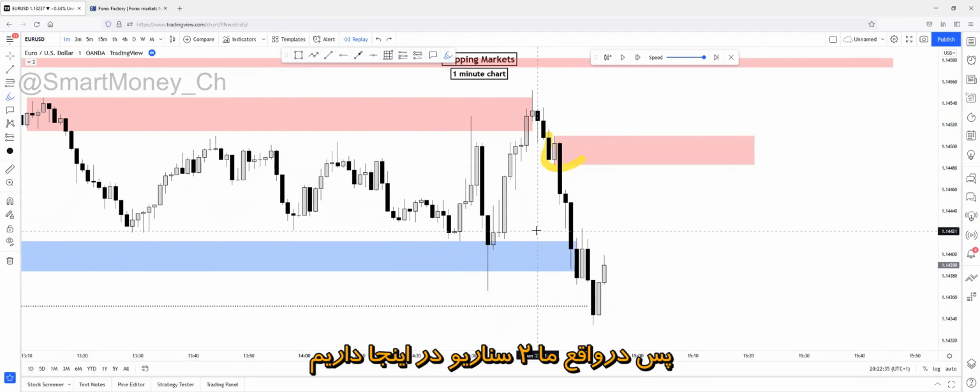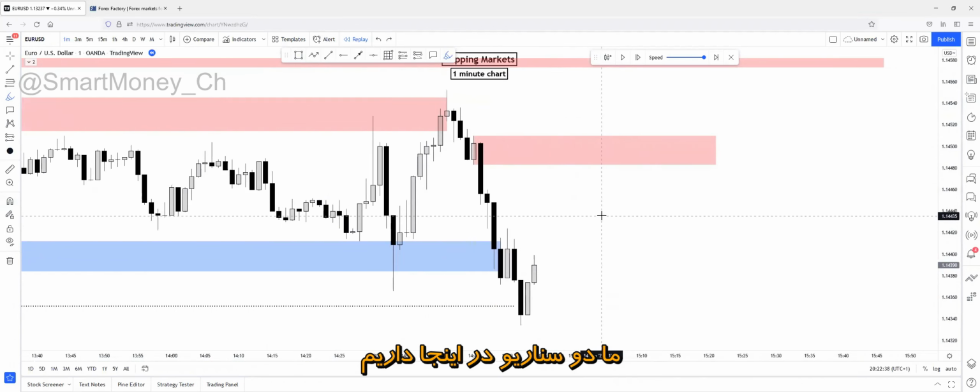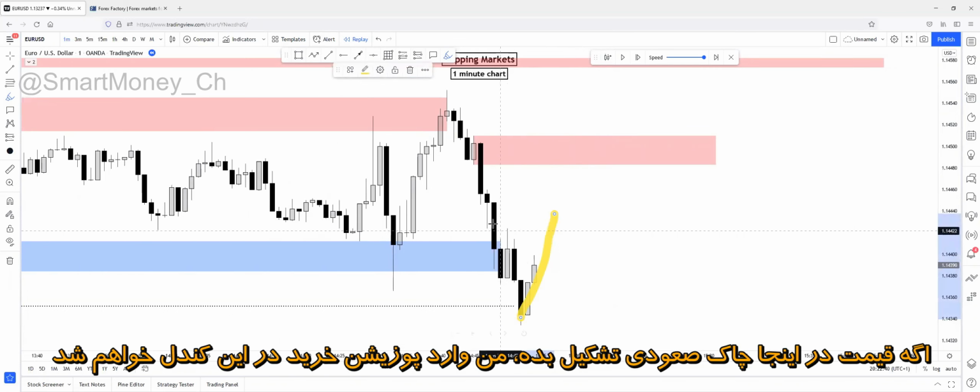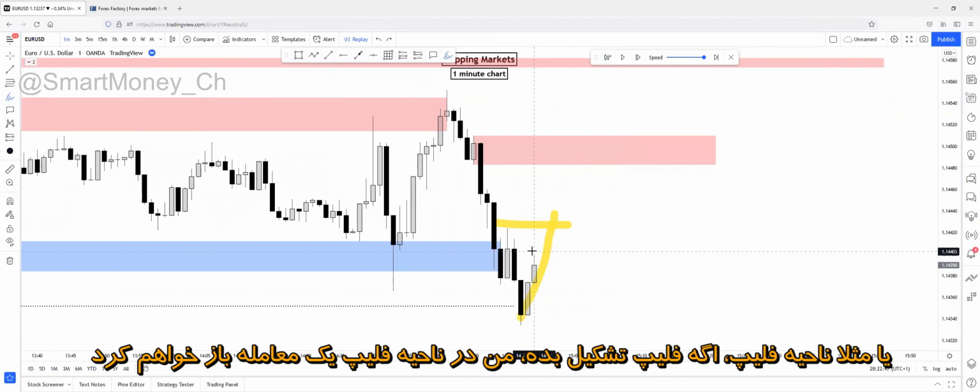So we got two scenarios here actually. If price changes character here to the upside, I'll be jumping on a long execution here on this candle, or on the flip zone. If price creates a flip zone here, I'll be jumping in on a long execution.